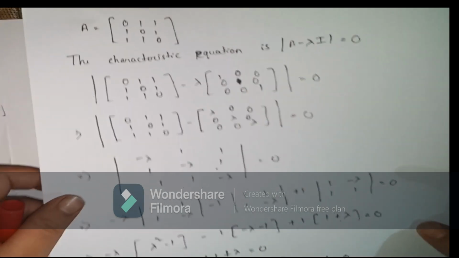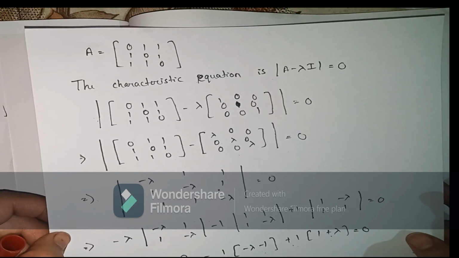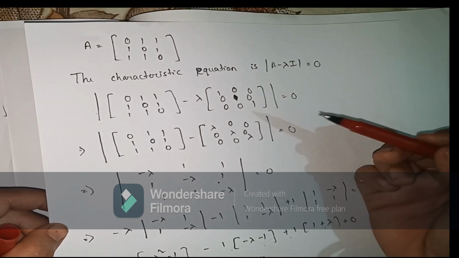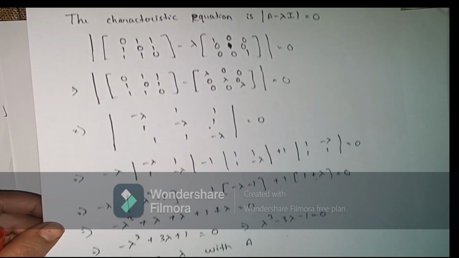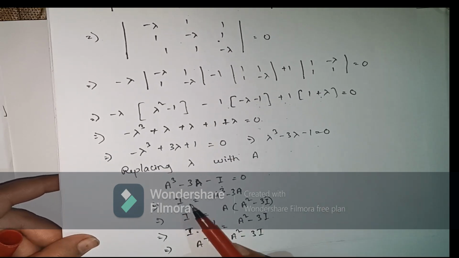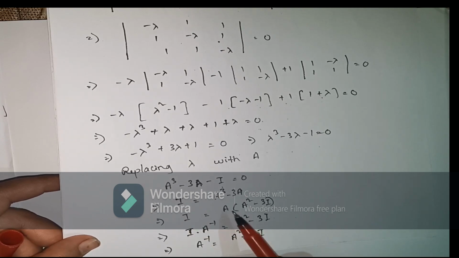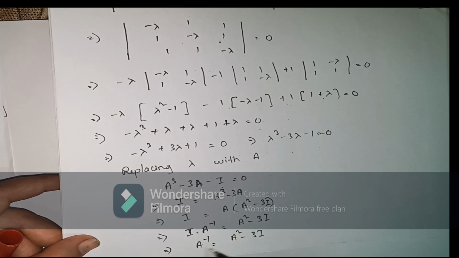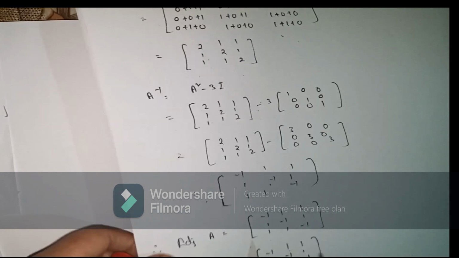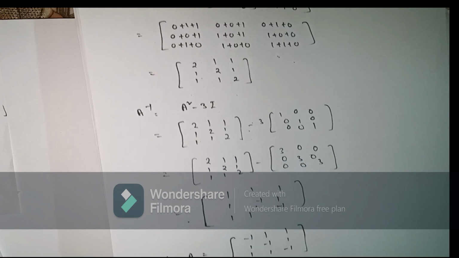One more thing: if you want, you can find the inverse using the Cayley-Hamilton method also. This is lengthier and you should not do it, but just for your information and practice I have done it. So take the characteristic equation, then replace lambda with A. Then we shift the identity matrix to one side. A is common, so A inverse is equal to this. To find A inverse, you just need to find A square. So you can find A square like this. Now you can find A inverse.